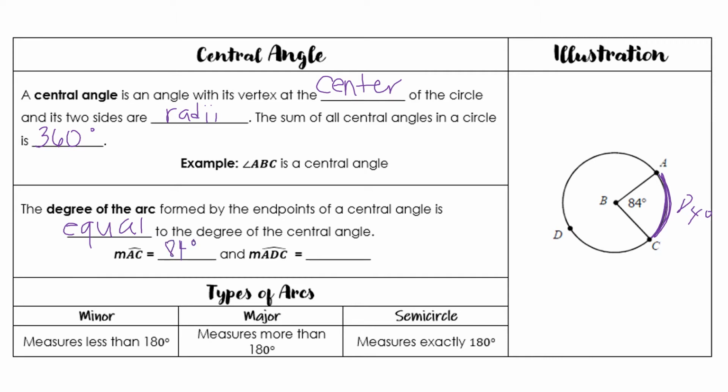Now, the measure of arc ADC, so make sure when you're looking at the arcs, go in that exact order, ADC, so that's everything else, would be equivalent to 360 degrees minus 84, which would be 276 degrees.